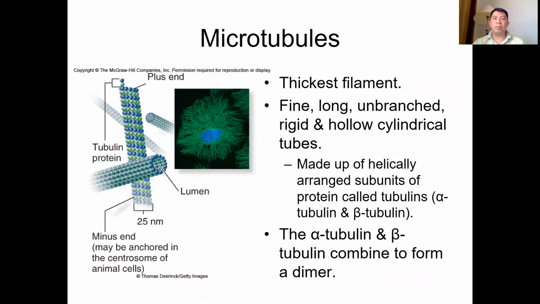Microtubules are the thickest filaments. They are fine, long, and unbranched, rigid and hollow cylindrical tubes. So the center is a hollow tube. They are made up of helically arranged subunits we call tubulins, alpha tubulins and beta tubulins. The alpha tubulins and the beta tubulins combine to form a dimer.